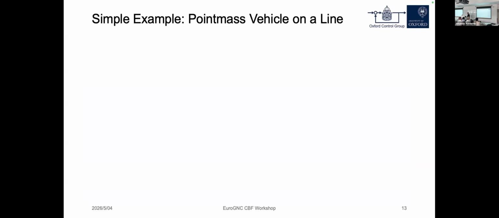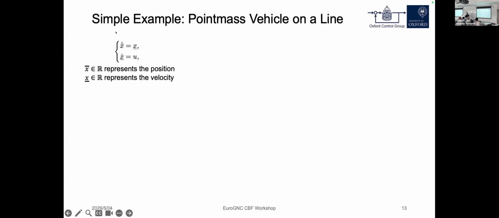Before diving into a more practical case, I want to give you a very simple case to show how we can apply this method. So we consider a point mass vehicle on a line, which is very simple. We have two states, a position and a velocity, where for this case x overline represents the position and x underline represents the velocity. So the safe set for this case is simply defined by an obstacle on the position space, where the position should be greater than 1 or less than -1. You should never crash into this cylinder centered on the origin of the position space.